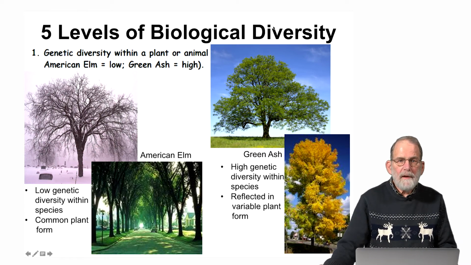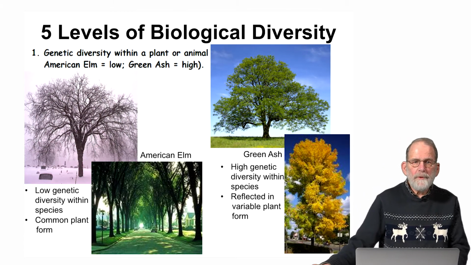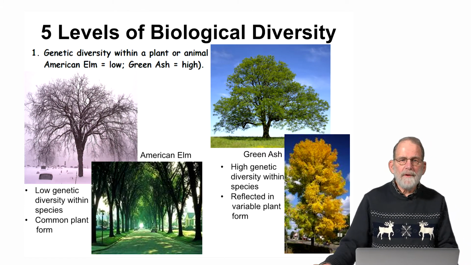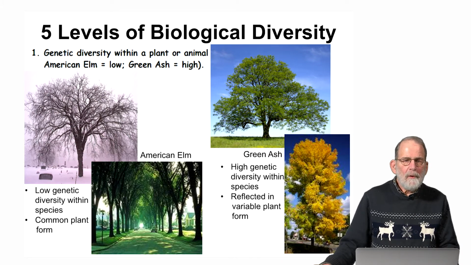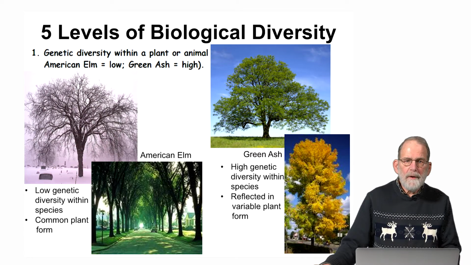They all have a vase-like form, and even when grown in an open field situation, as we see in the upper left diagram, the American elm growing in a cemetery, or when growing in a street tree planting, such as we see in Minneapolis in the lower left, the same vase-like form of the American elm is evident. This continuity in form then is attributable to the low genetic diversity that exists within the species.